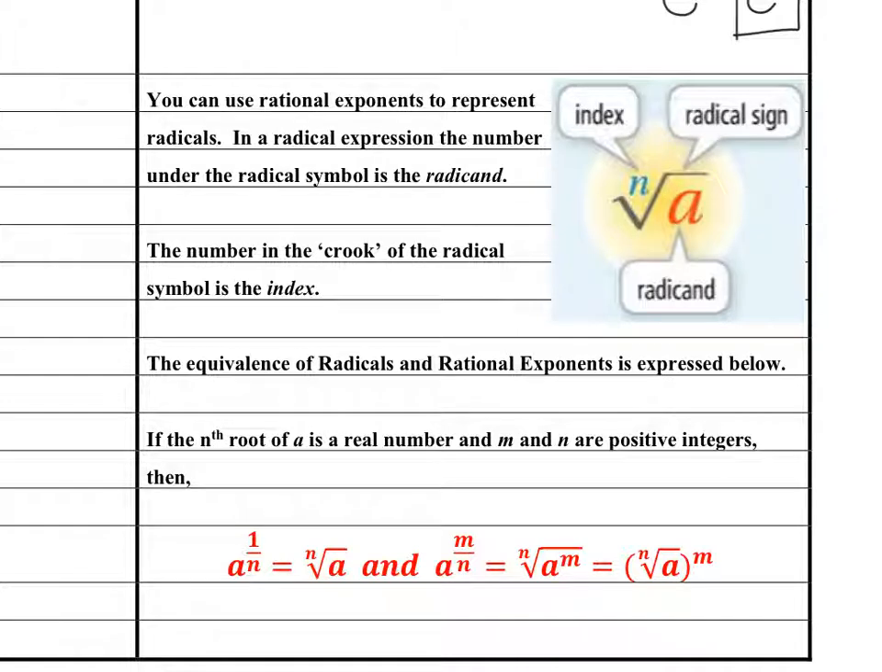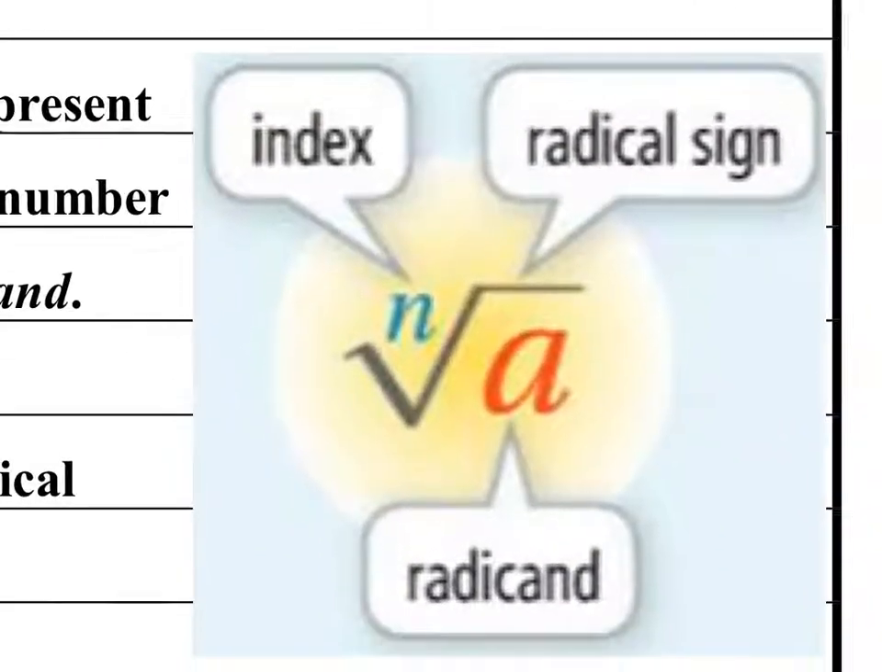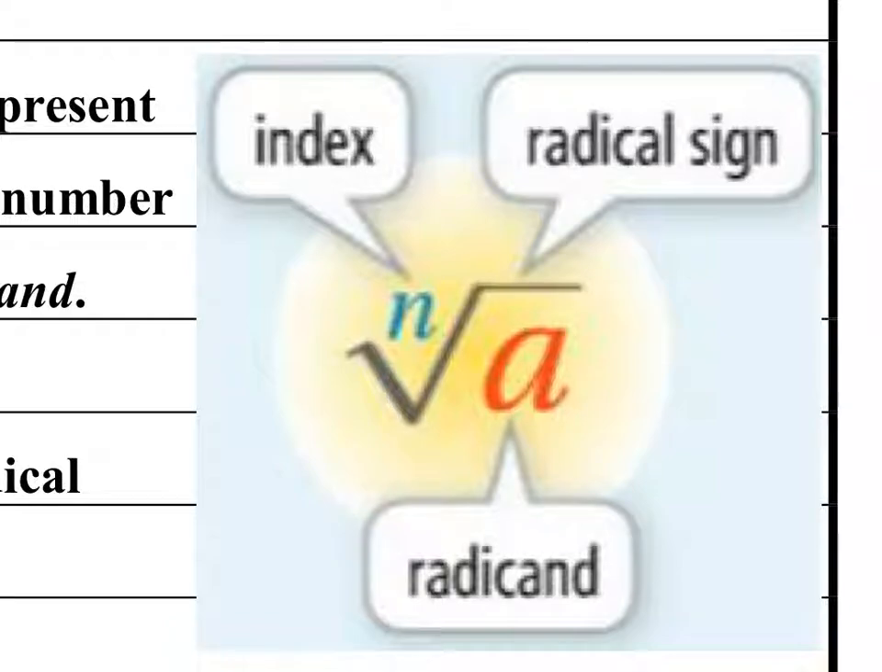You can use rational exponents, rational meaning fractions, or things that can be written as fractions, okay? Without a 0 on the bottom. You can use rational exponents to represent radicals. So it's saying, hey, if you have something in a square root, you can use a fraction exponent to represent it. Cool. In a radical expression, the number under the radical symbol is the radicand. You already learned that. The number in the crook, kind of a fun word, in the crook of the radical symbol is called the index. So this part right here is the index.